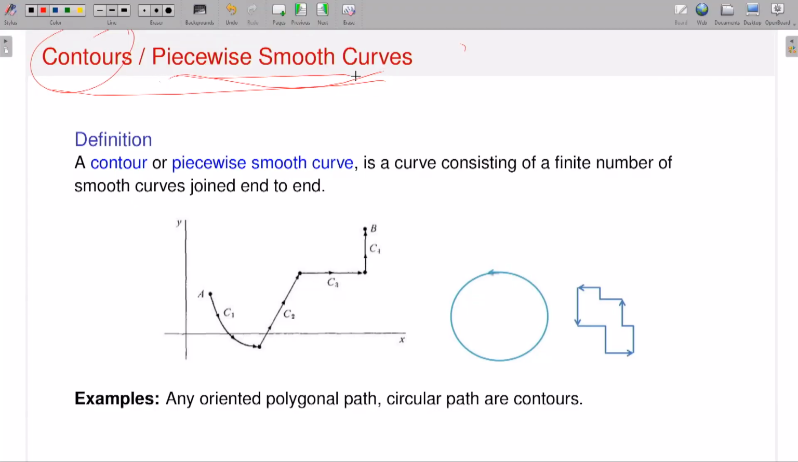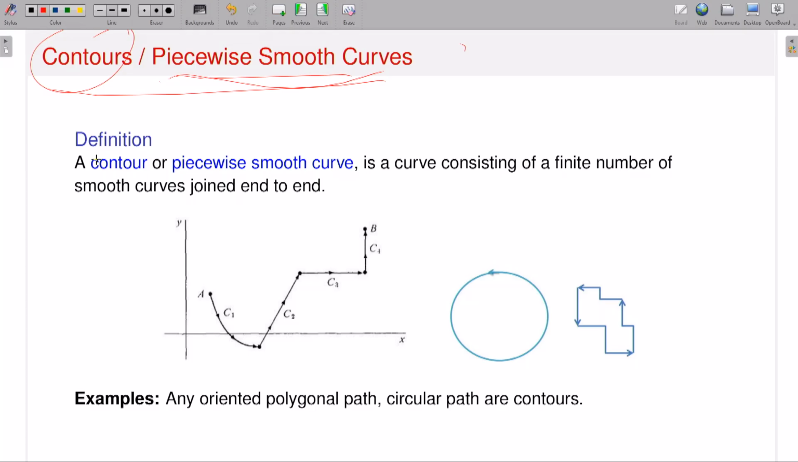That follows from the way I have defined smooth curve and piecewise smooth curve. It is not smooth fully, but I can break my curve into finitely many pieces, and each piece should be smooth. That is the definition of a contour. A contour or piecewise smooth curve is a curve consisting of a finite number of smooth curves joined end to end. Suppose a smooth curve starts from here and ends here. Then I start another smooth curve from where the earlier one ends. The next one, C2, starts from here and will end here.